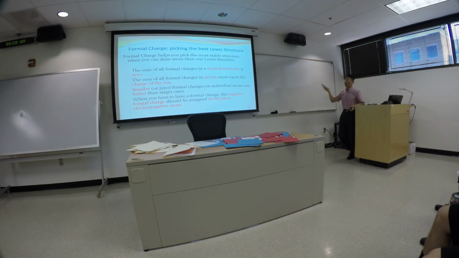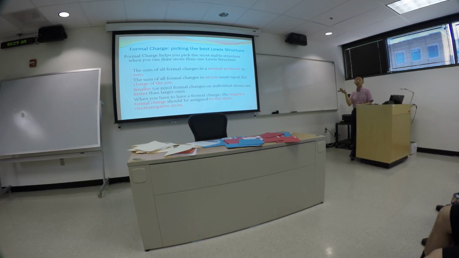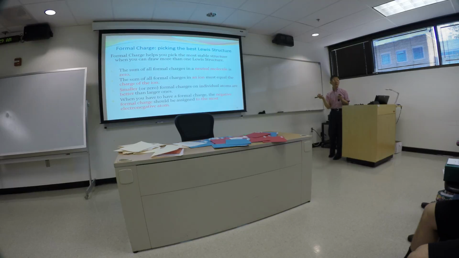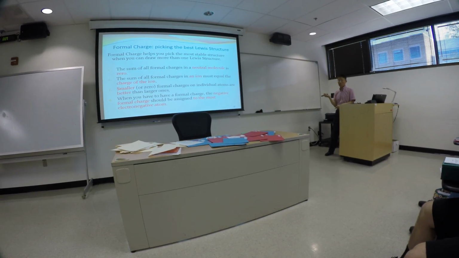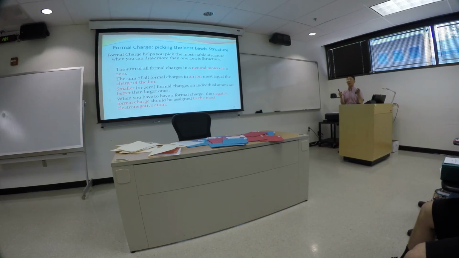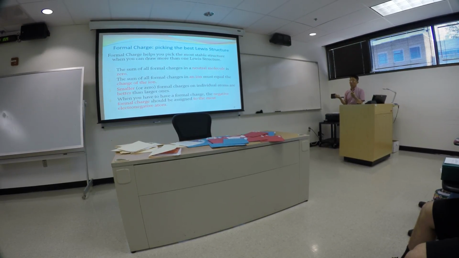Now there are certain guidelines, or rules, if you will. The sum of all formal charges in a neutral molecule is 0, very much like an ionic compound, where the sum of all the charges, positive and negative, equals 0. The sum of all formal charges in an ion must equal the charge of the ion. That is also the case for polyatomic ions.